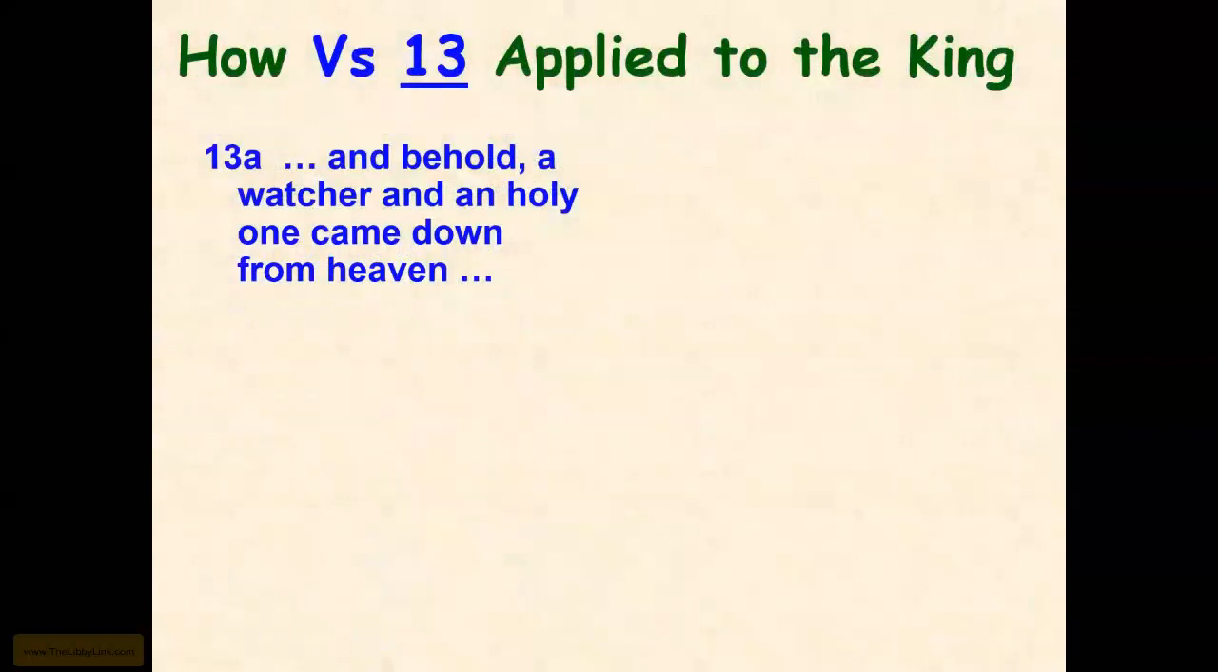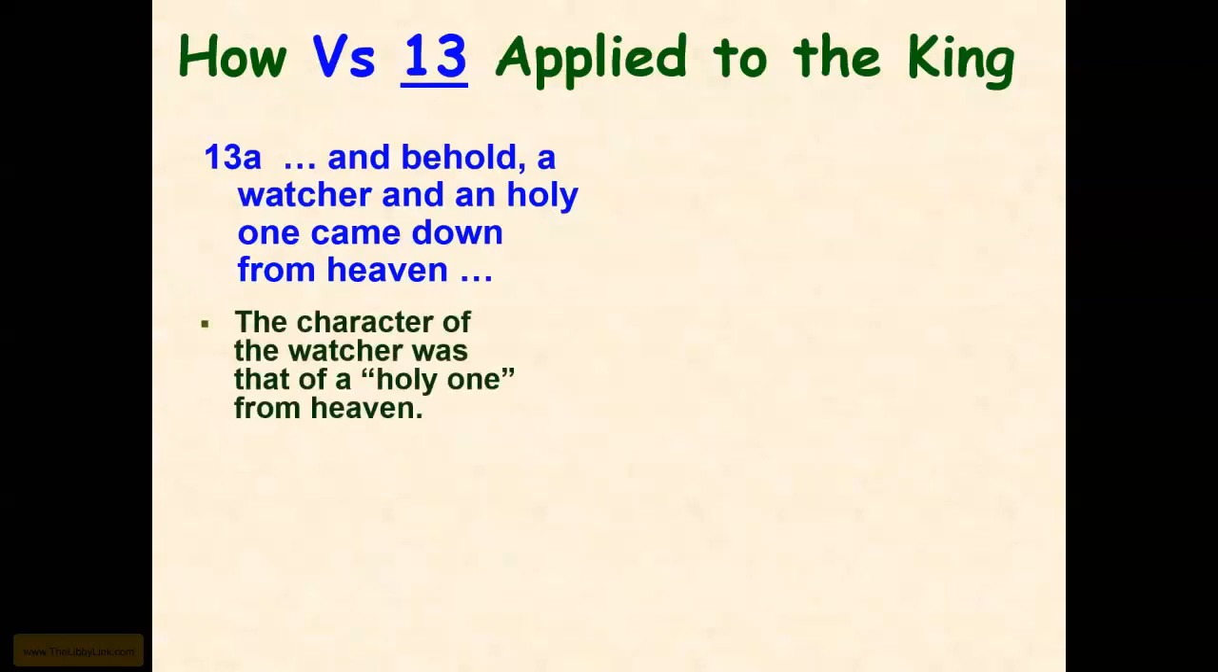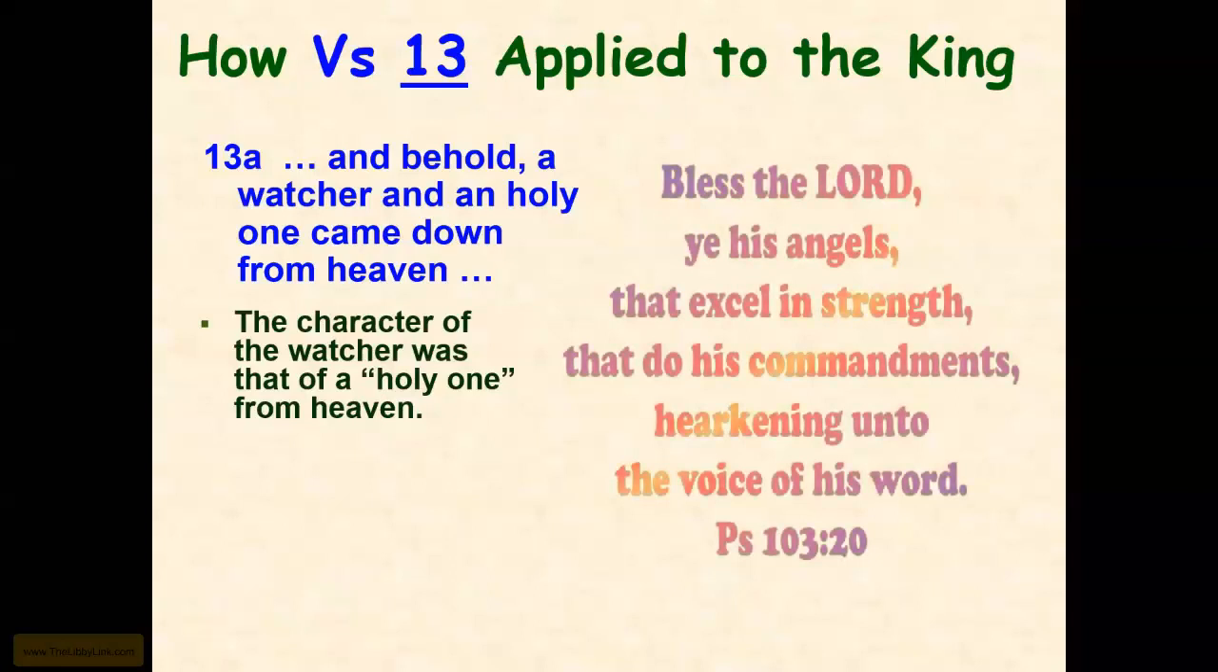How verse 13 applied to the king. Verse 13 tells us what happens next. "And behold, a watcher and a holy one came down from heaven." The character of the watcher was that of a holy one from heaven, as recorded in Psalm 103:20. The holy watcher obeyed the word of Yahweh. "Bless Yahweh, you his angels, that excel in strength, that do his commandments, hearkening unto the voice of his word."